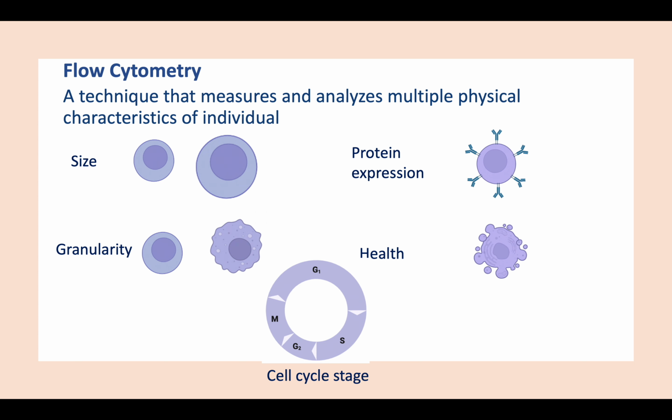Using flow cytometry allows us to measure thousands of cells in a matter of seconds, and we can also measure multiple parameters simultaneously. And let's say you're working with some kind of rare population of cells, it also allows us to detect those rare populations.